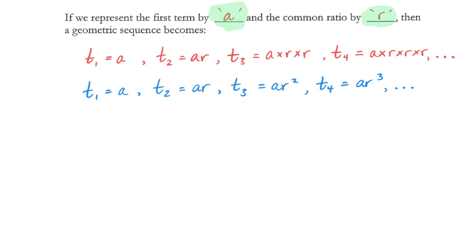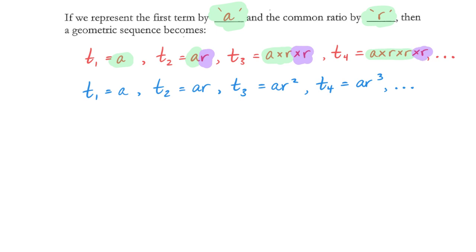Then let's take a look at the red sequence. Term 1 would be represented by a. Term 2 would be a multiplied by r, because that's how we're changing from term to term. Term 3 would then be the term that came before it, a times r, multiplied by another r. And term 4 would be that a times r times r, multiplied by another r.